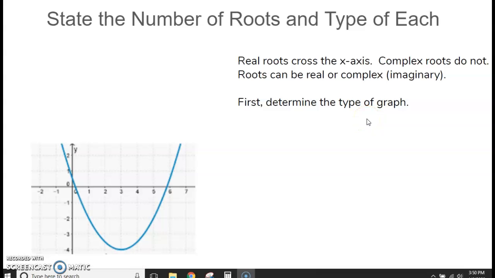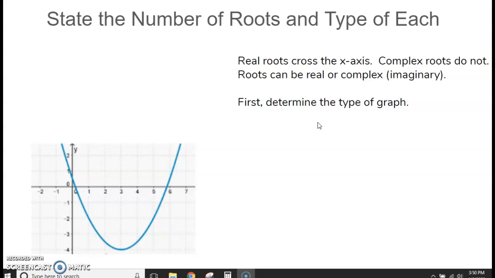Okay, last concept for today, and that is to state the number of roots and also the type of roots. There are only two types of roots: real roots, which cross the x-axis, and complex roots, which do not. So they can either be real or complex. Complex roots are the ones with the imaginary terms in it.